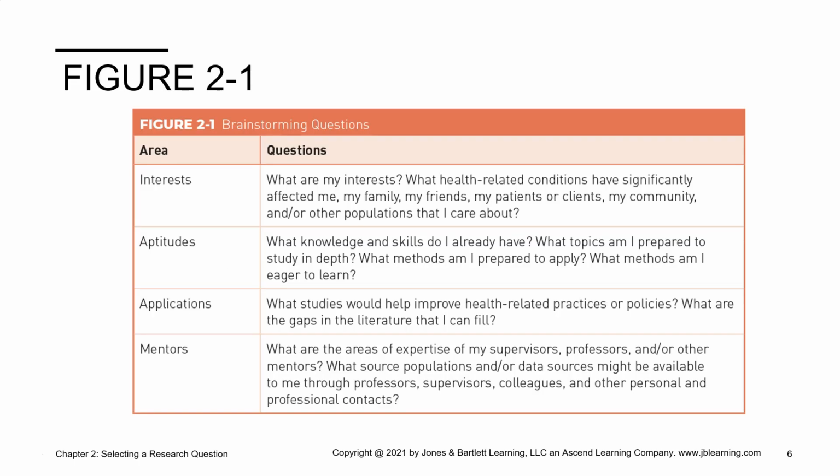Figure 2.1 goes over some different brainstorming questions. Jacobsen goes over some different areas to think about when you're brainstorming for research: things like your interests, aptitudes, applications, and mentors, and then some specific questions for each. For example, interests. What are my interests? What health-related conditions have significantly affected me, my family, my friends, etc.? Aptitudes. What knowledge and skills do I already have? How can I build on those knowledge and skills? And what can I learn to improve those knowledge and skills?